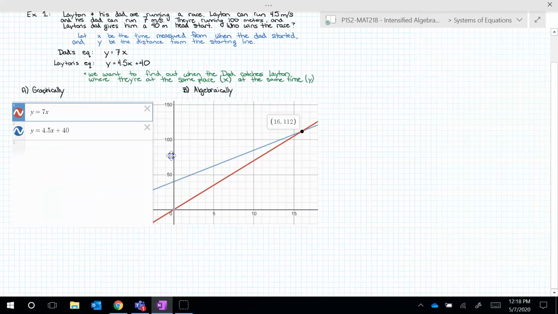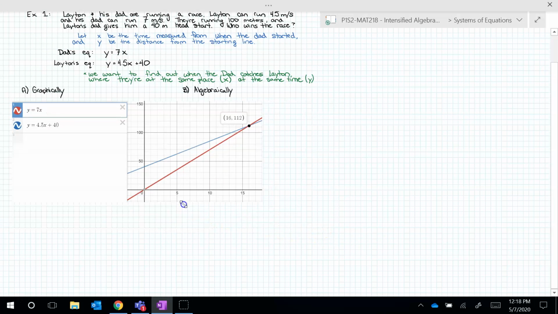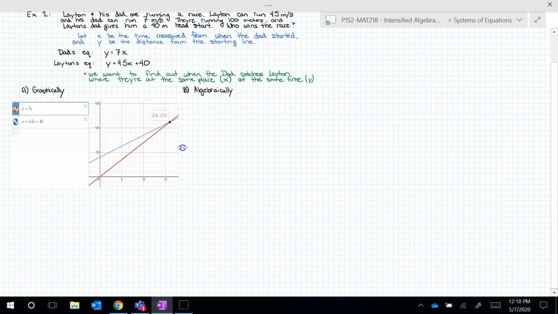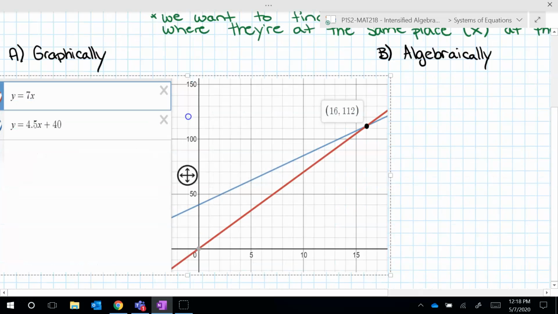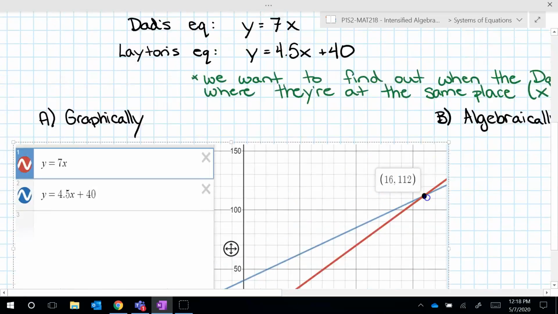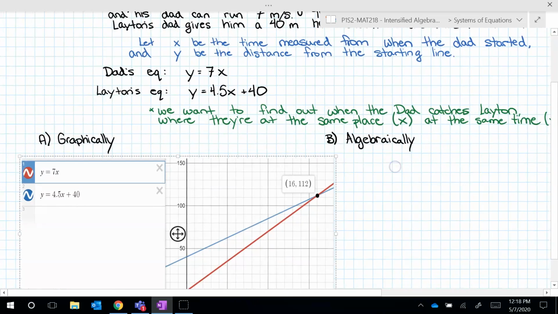Graphically speaking, here's my solution to this. We said x is the time and y is the distance, and they're at the same distance, 112 meters. This is the distance in meters. At the same time, 16 seconds.